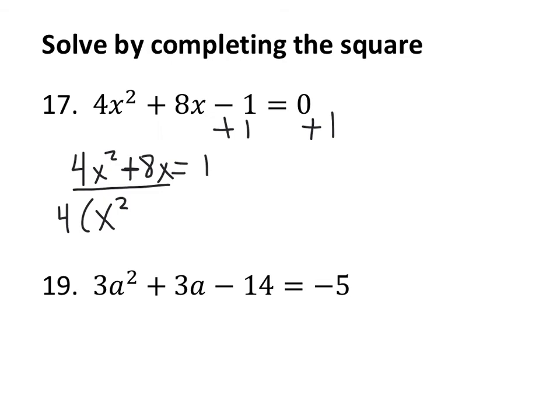So I need to factor out the 4. So I'm going to divide everything by 4. So I get x squared plus 2x. And now I'm going to complete this square right here.